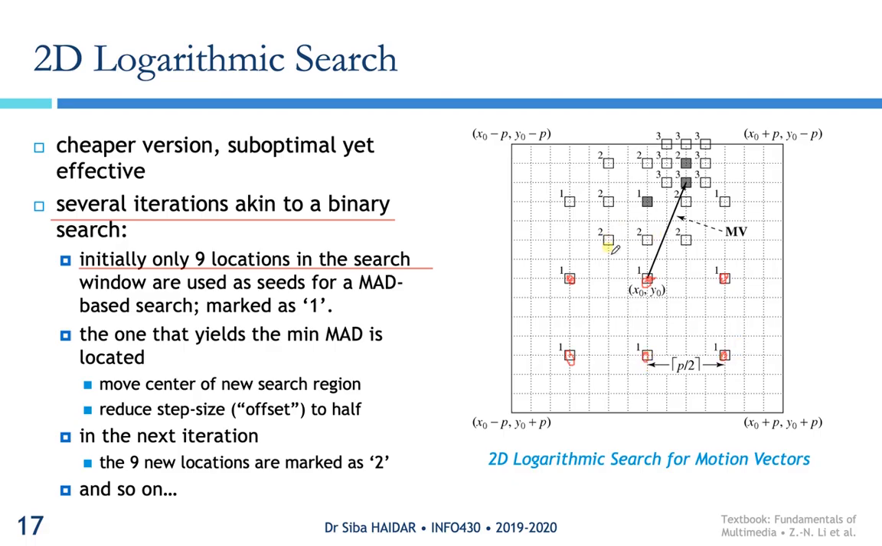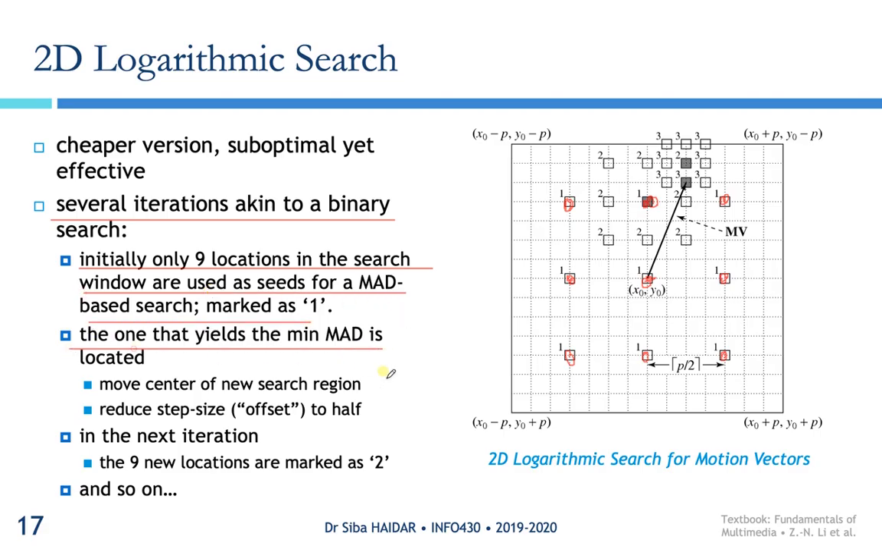I will go a step lower, a step to the right, a step to the left, and a step to the diagonal. So I search for it in the 9 locations marked 1 here on the figure. Between those 9 locations, I will see which is the minimal MAD. For example, in this representation, I had this one in gray, the minimal MAD. I search for the MAD.